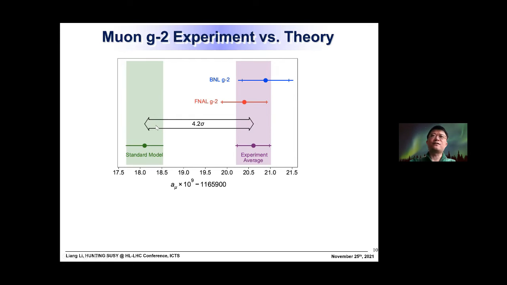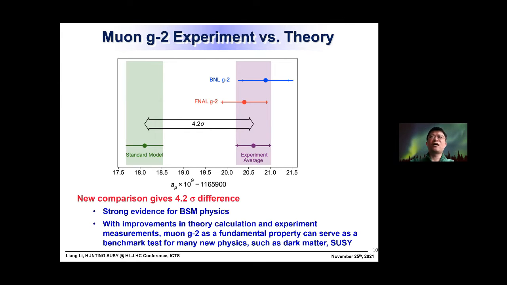And if you combine these two and then compare with theory, the ones I explained in the previous slides, you will see that the difference is huge. It's 4.2 sigma. It's even bigger than 20 years ago, because we improved the uncertainty. So this is strong evidence for beyond standard model physics. And I have to say, SUSY is definitely still one of the most promising theories or motivations to explain this 4.2 sigma.